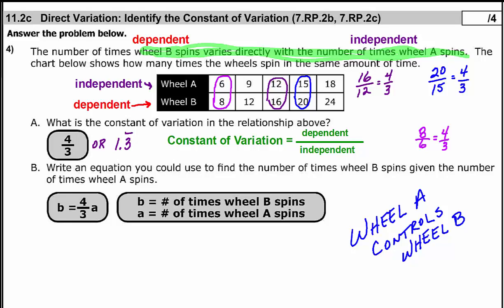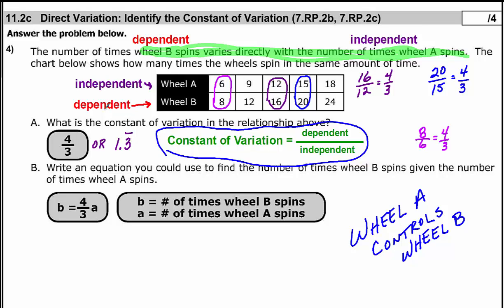So we divide, as always, constant of variation. Here's our formula right here. Dependent divided by independent. So here are 3 different examples of the dependent being divided by the independent. Each time it gives us 4 over 3. We can write that as the decimal, 1.3, with a line over the top of the 3, because that goes on forever.